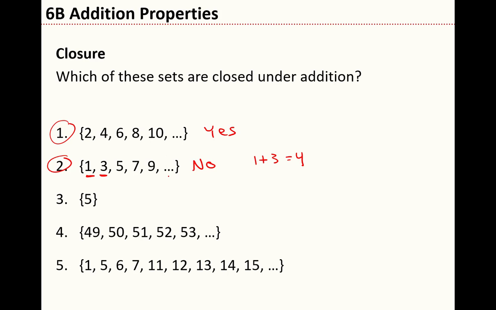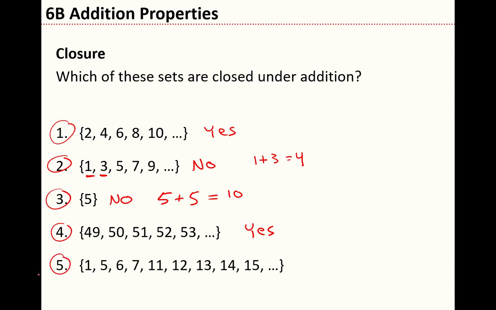All right, I've assumed you've paused and made your choices. Let's see. 3, 5, no, not closed. I am allowed to take the same number twice, and so if I get 5 plus 5, that's 10, and 10 is not in the set. Set 4, all the whole numbers 49 or bigger? Yes. If I take any two whole numbers that are 49 or bigger, I'll get another number that is 49 or bigger.